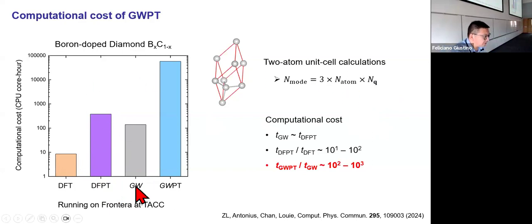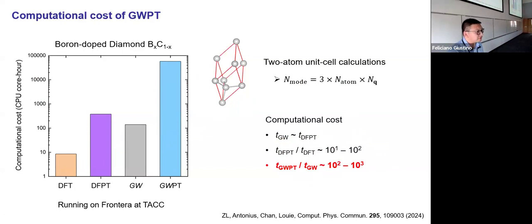If you do a GW calculation, which you also tried yesterday, it's more expensive than DFT. It's roughly the same computational cost as running a DFT calculation, but then if you multiply it by this factor, here's a GWPT calculation. So for this 2-atom system, it costs over 50,000 CPU hours just for 2 atoms. The computational cost is about 100 or 1,000 times the resources needed for a GW calculation. So it is indeed very computationally heavy.